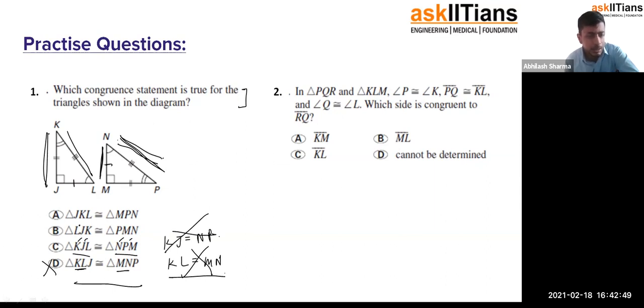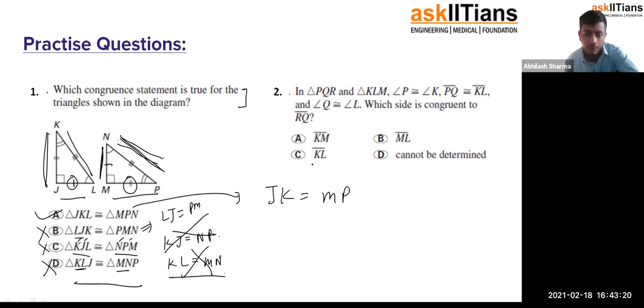LJK and PMN. So let us talk about LJ. If this is true, then LJ must be equal to PM, but LJ and PM are not equal because this is a single line, this is a double line. So clearly this is not true. So this will be the correct option because look, here all the things are satisfied.